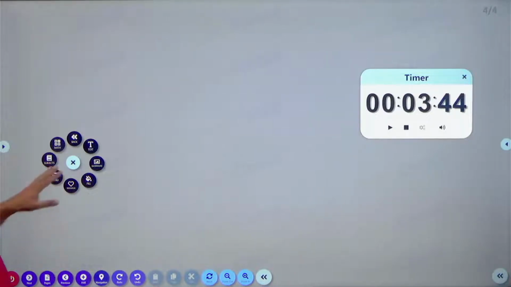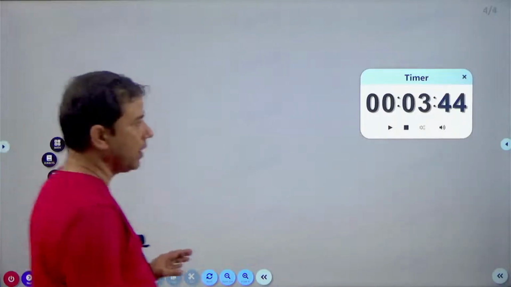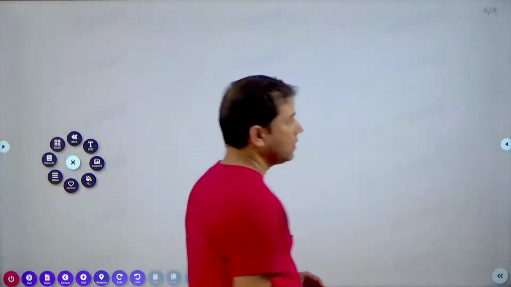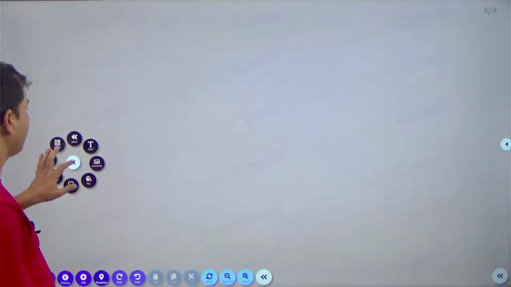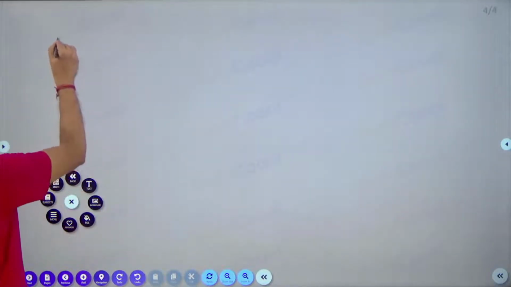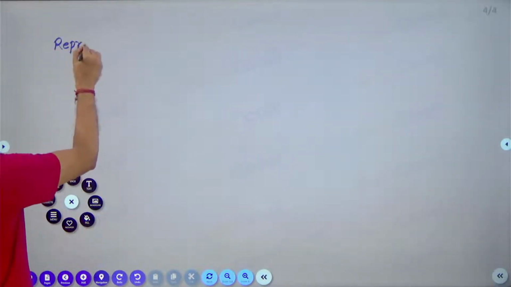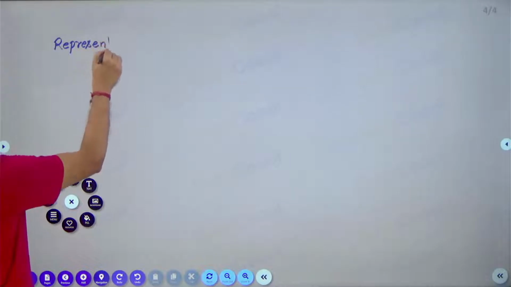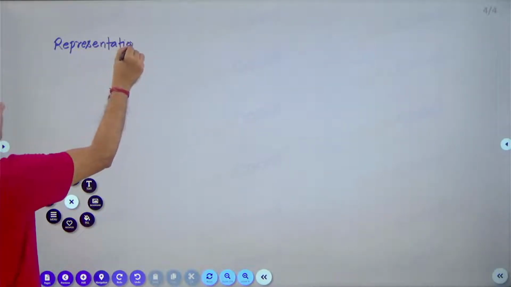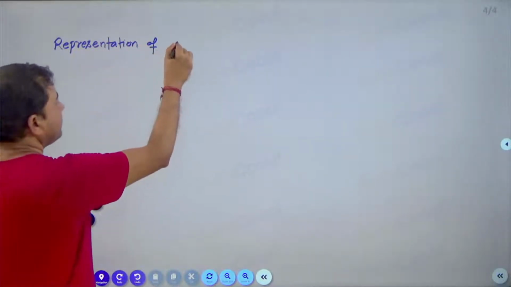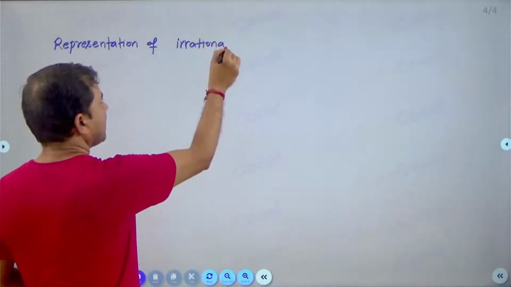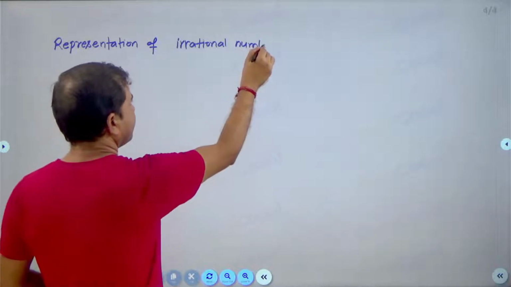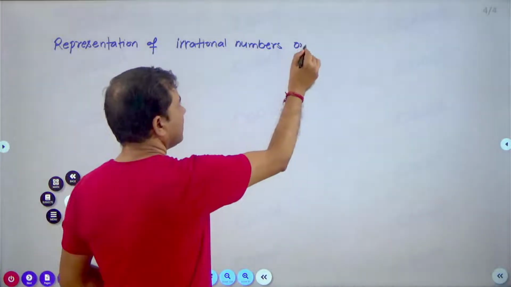Now we are going to learn a new topic, that is representation of irrational numbers on the number line.